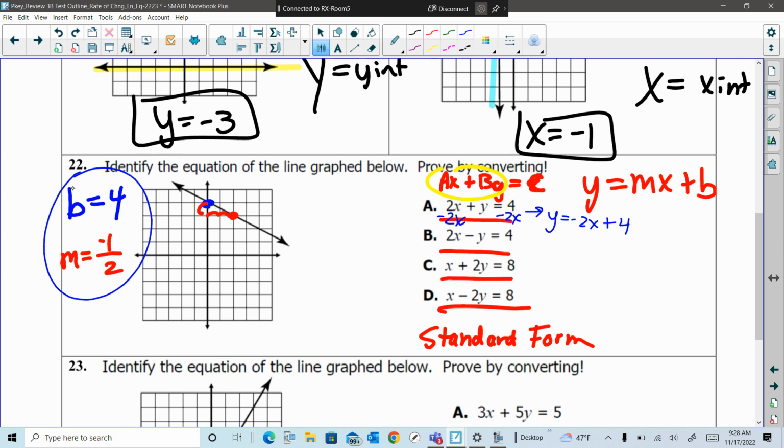Why? Because of that negative 2x. We want a slope of a negative 1/2. Do y'all see the difference? Yeah, this has a negative 2. We want a negative 1/2. So I don't want to pick A.